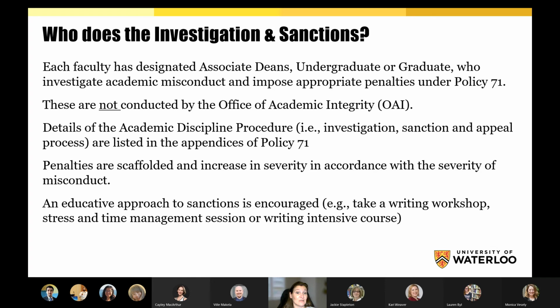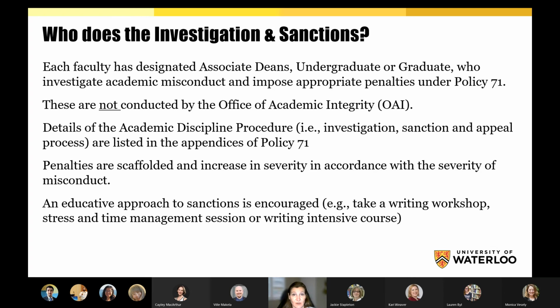And we can point out information about processes that are listed in Policy 71, and we can point out other supports. For example, there are student supports at the student center. So when we're back on campus, and I'm sure they have a website, there is a supportive group that is student led that will support students if they are in an academic misconduct investigation. So we do try and connect you with all the information and resources that you could use.